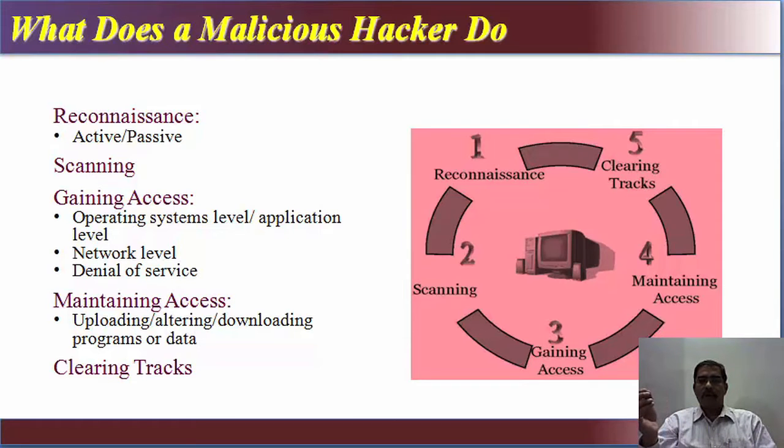Then, after identifying the vulnerabilities in the second phase, the attacker tries to gain access at the operating system level, at the application level, at the network level, probably cause a denial of service. Then he maintains the access in the fourth phase, where he can upload, alter the existing files, or download confidential information. That information can be programs, can be data. Then finally, he clears up the tracks so that there is no evidence of him penetrating the network.